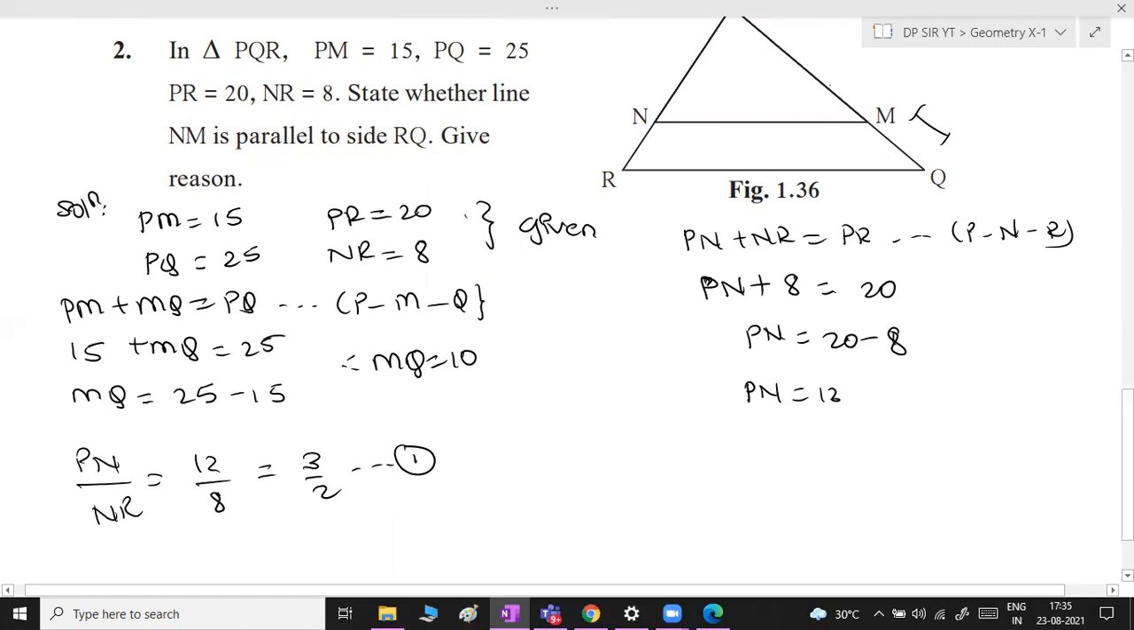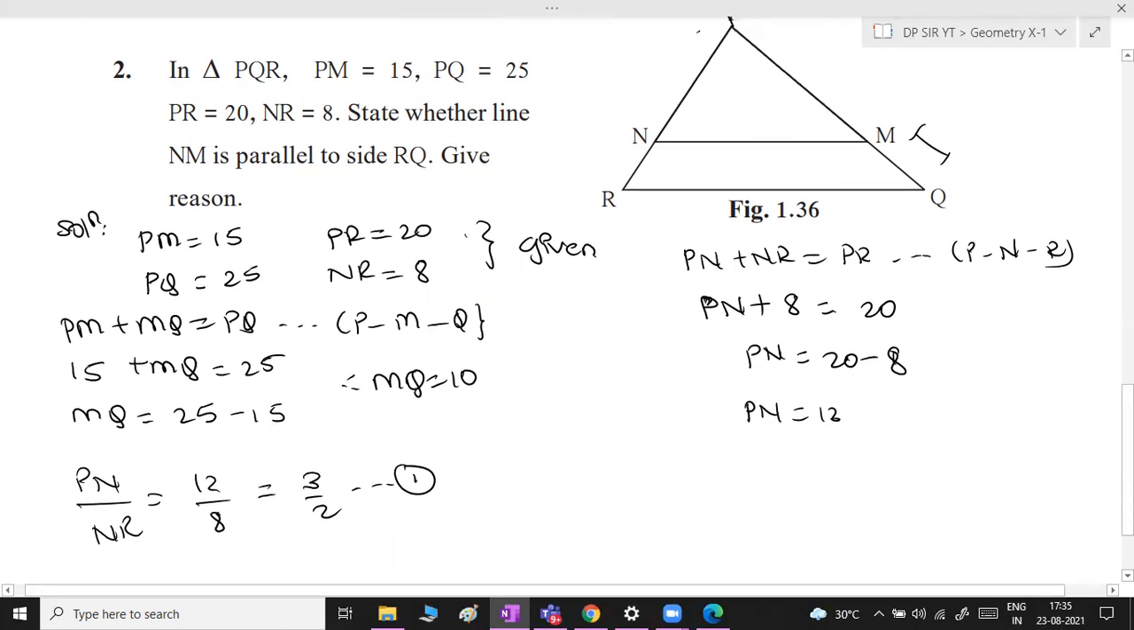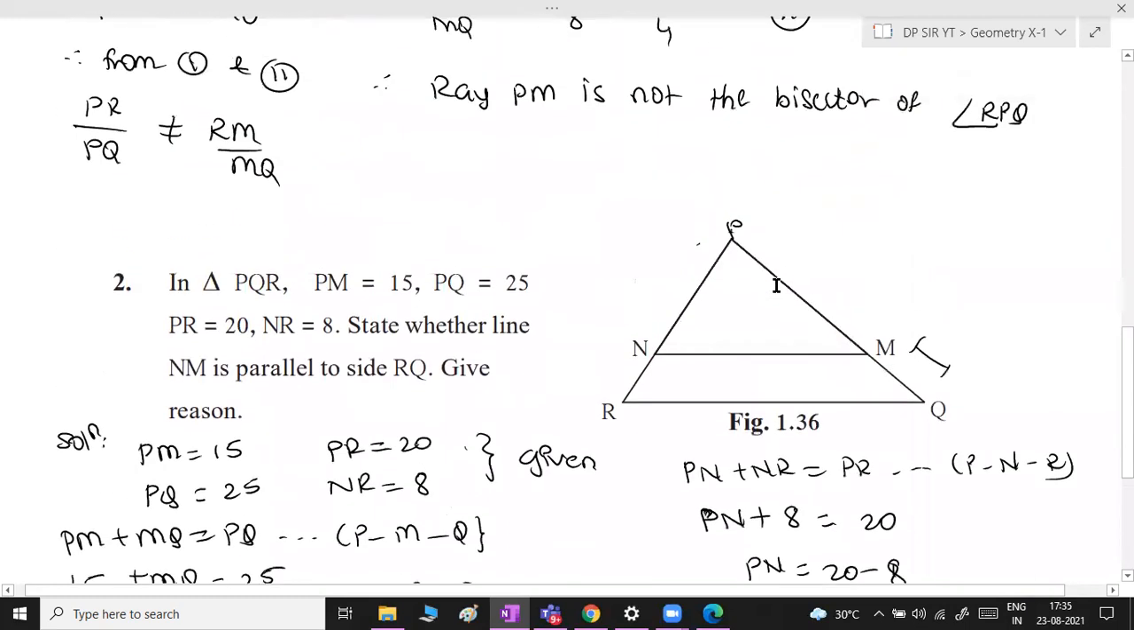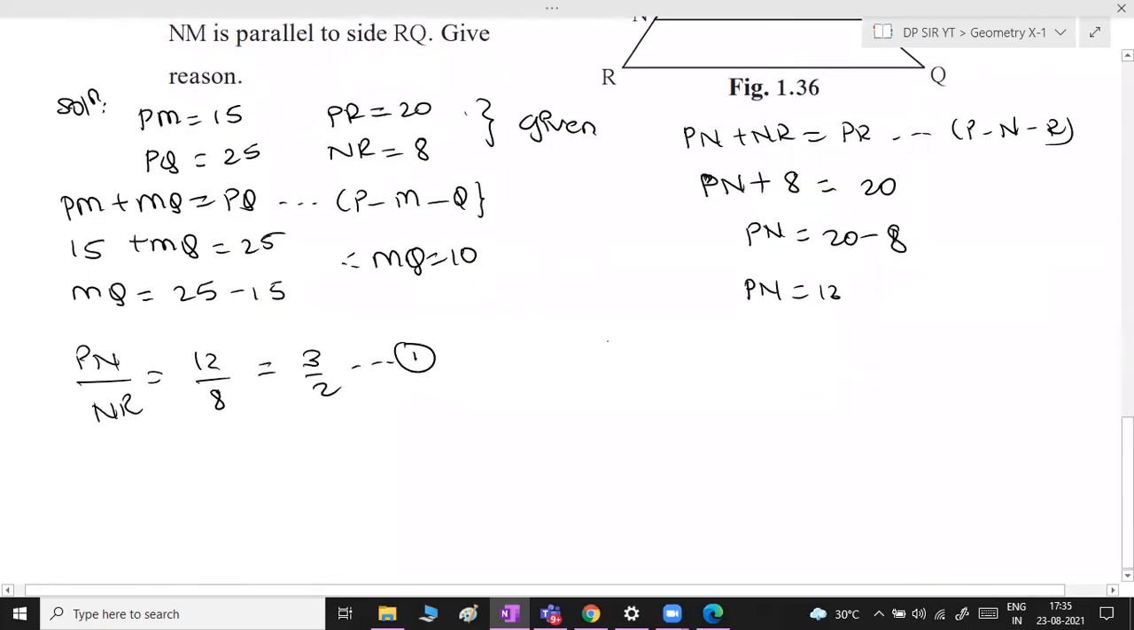Also, on the other hand, I need to check the ratio of the other side as well. So let's check the ratio of the other side. So here it's going to be PM upon MQ. I need to check this as well. So PM upon MQ is 15 by 10. It goes in the table of 5, 3 5s are 15, 2 5s are 10.